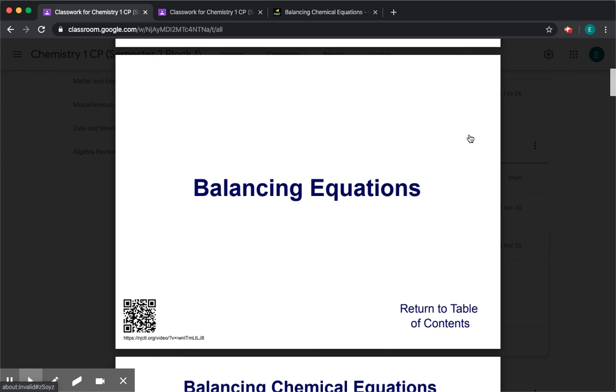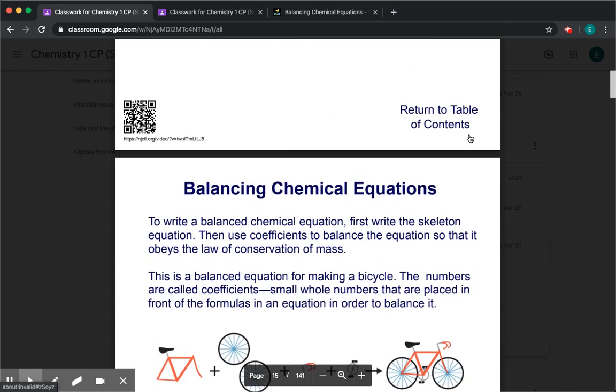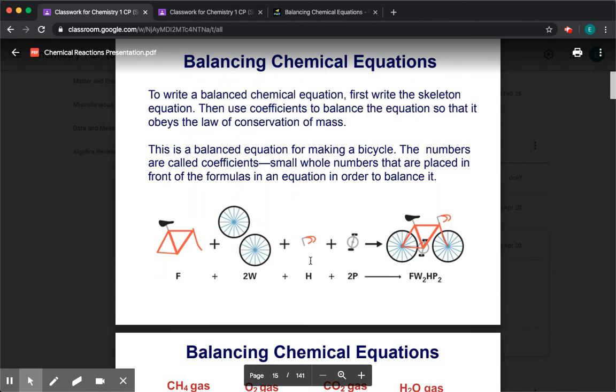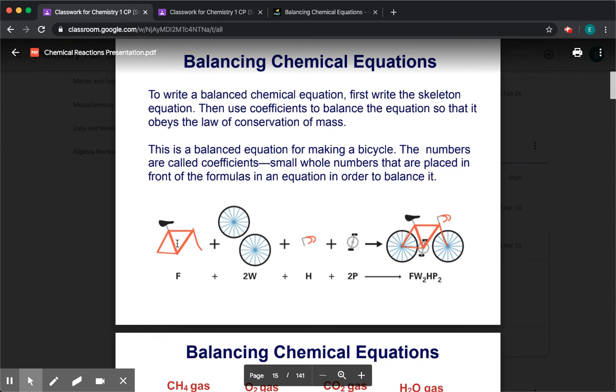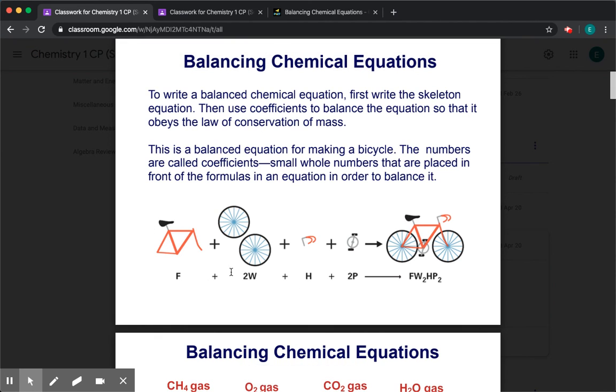All a chemical reaction is, is a transformation. You're rearranging the way the molecules are put together, but you should have the same amount in the beginning and the end. Okay, it starts us off with the bike as an example. A bike is made out of different parts. In this case, you have the frame, you have the wheels, you have the handlebar, and you have the pedals.